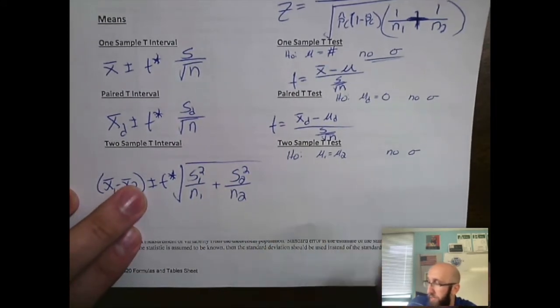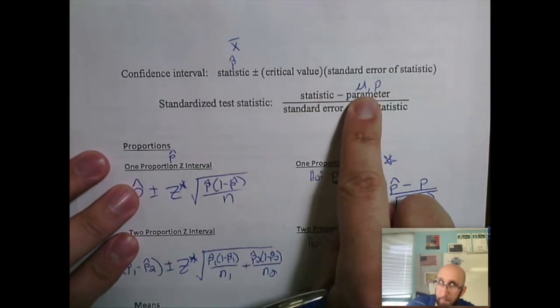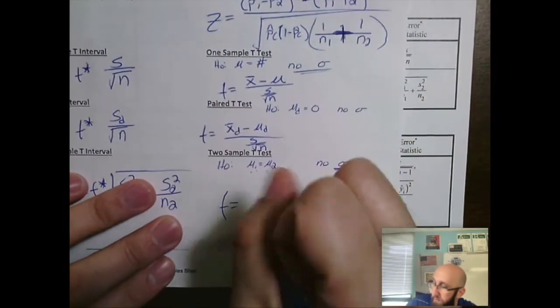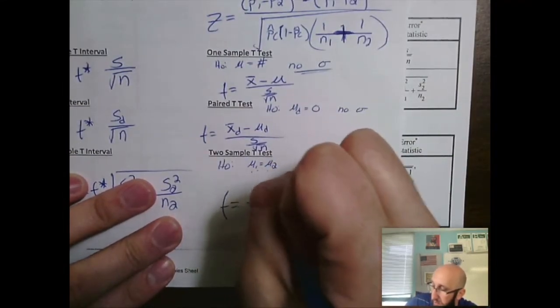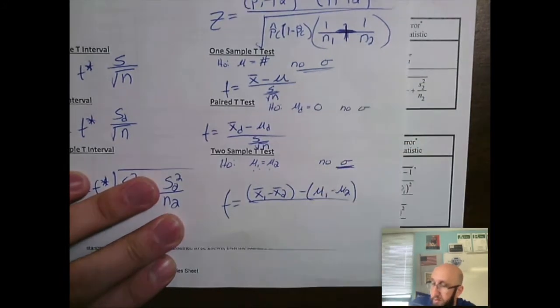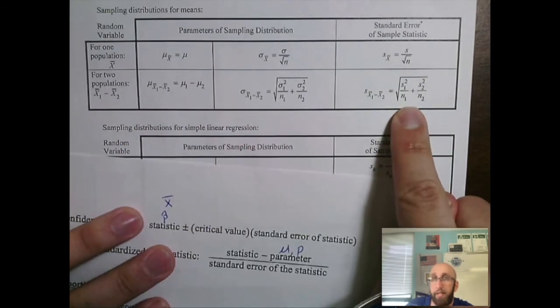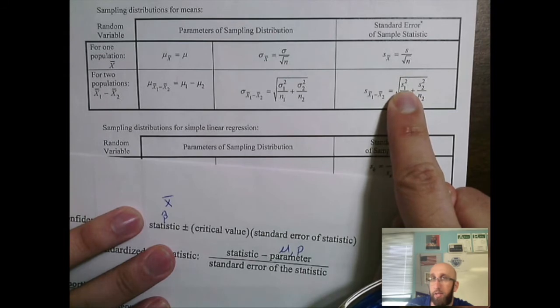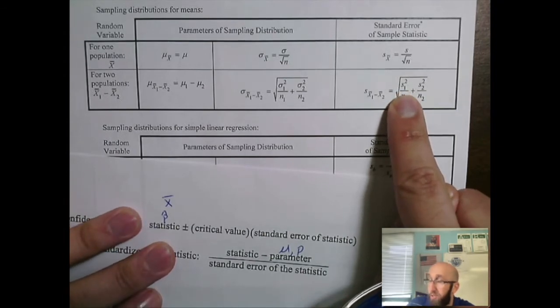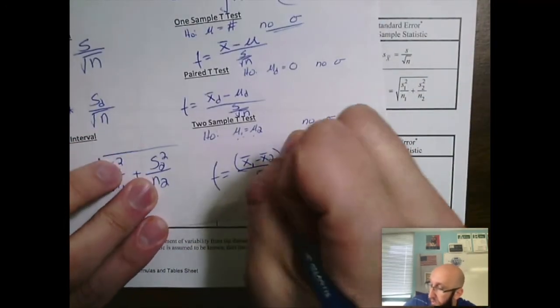2 sample t test. So this is where you're assuming mu1 is equal to mu2. We still don't know information about sigma. So following what they say for a test statistic: statistic minus parameter divided by the standard error. So statistic x bar 1 minus x bar 2, parameter mu1 minus mu2. We then need our standard error of the statistic, which is the square root of s1 squared over n1 plus s2 squared over n2. That is all on the bottom.